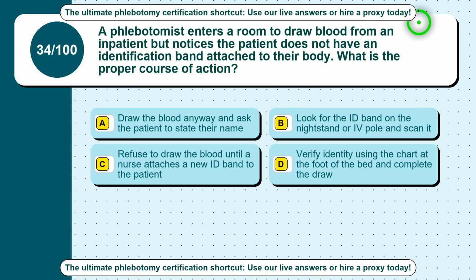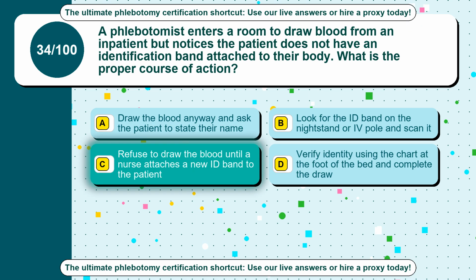Question 34. A phlebotomist enters a room to draw blood from an inpatient but notices the patient does not have an identification band attached to their body. What is the proper course of action? Option A, draw the blood anyway and ask the patient to state their name. Option B, look for the ID band on the nightstand or 4-pole and scan it. Option C, refuse to draw the blood until a nurse attaches a new ID band to the patient. Option D, verify identity using the chart at the foot of the bed and complete the draw.